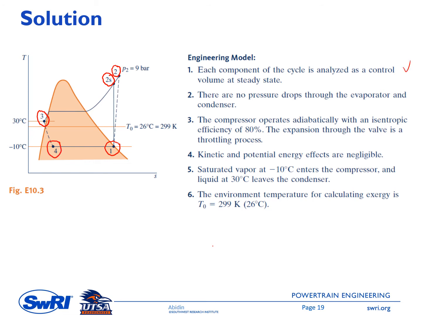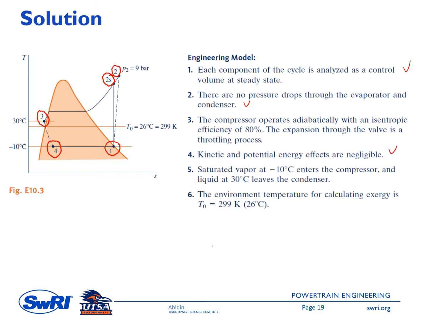The first assumption is that each component is a control volume at steady state, and there are no pressure drops through the evaporator and condenser. The compressor efficiency is 80%, so this is the isentropic efficiency. The expansion through the valve is a throttling process, which is an irreversible process. Therefore, the line connecting point 3 to point 4 is a dashed line. A throttling process means H3 equals H4.